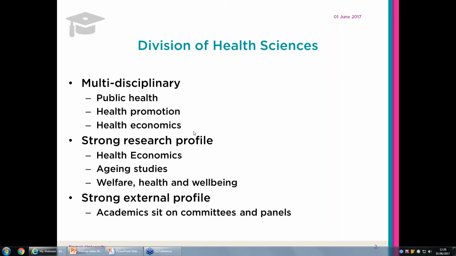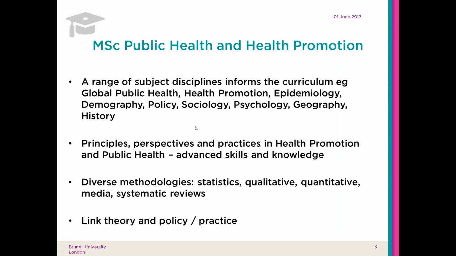So what is the curriculum of this course? The curriculum of the Masters in Public Health and Health Promotion was informed by a range of subject disciplines. And these subject disciplines cover global public health, health promotion, epidemiology, demography, policy, sociology, psychology, geography, and history. And actually the overarching aim here is to help advance the knowledge of students around the principles and theories in health promotion and public health. And in addition, to equip students with the skills in statistics, qualitative, quantitative analysis, the conduct of systematic reviews, as well as communicating their evidence to various media.